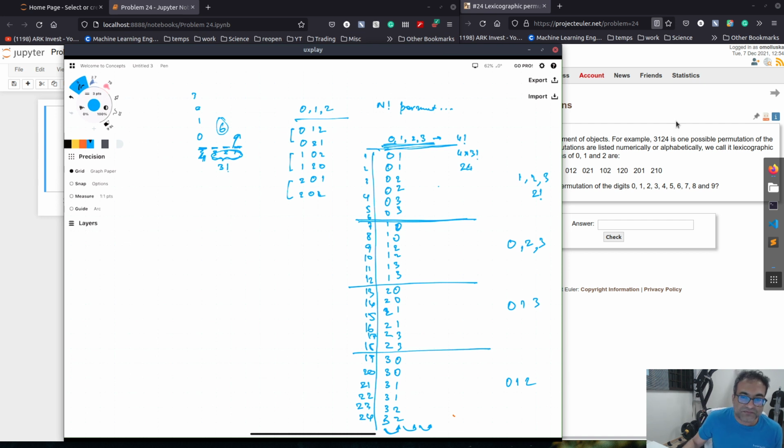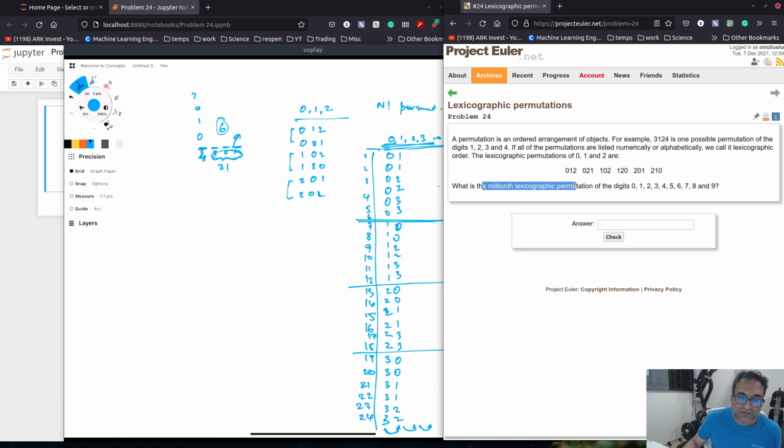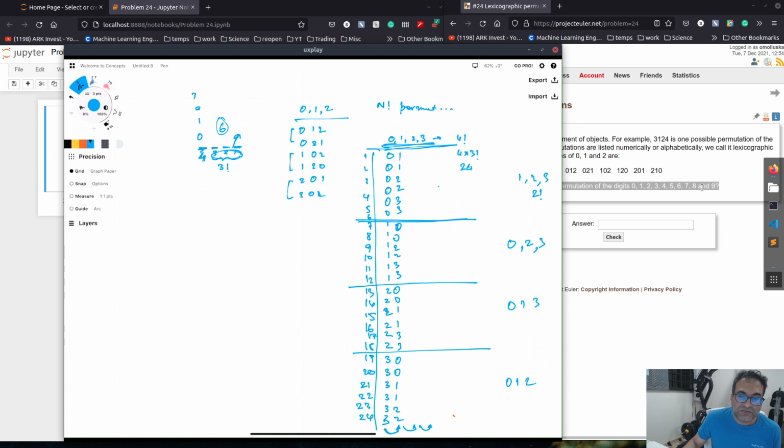So now we need the millionth lexicographic permutation of the digits. We want to know, if we are at point n, say 9 for example, in this case, then what are the digits? Can we figure this out? For the case of n equals 4, we can write out everything, and then based on that we can figure out what the results are.